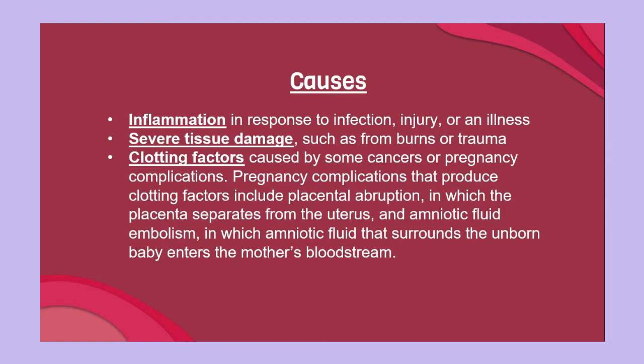So pregnancy complications that produce clotting factors include number 1, placental abruption. This is in which the placenta separates from the uterus. Number 2, amniotic fluid embolism. This is in which amniotic fluid that surrounds the unborn baby enters the mother's bloodstream.